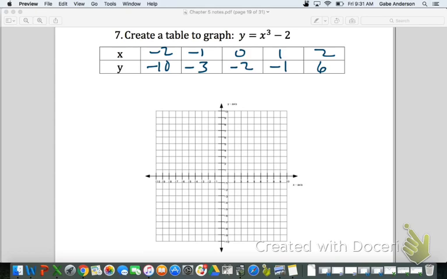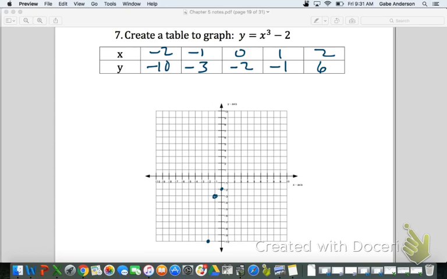All right. So now we go to the graph, and I imagine you've already seen this looks a little different than those parabolas we did a few minutes ago. So my first point is -2, -10. That is way down there at the bottom of the graph. And then -1, -3 is here. Oops. Right there. 0, -2 is here.